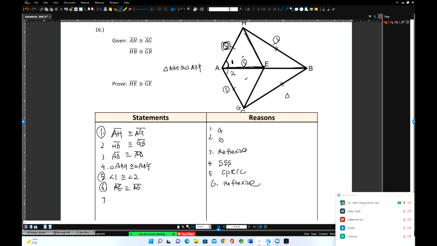Now from here we can say triangle AHE congruent triangle AGE. The reason is what? Side angle side. The first time it was side side side, this time side angle side. Using side angle side, finally the corresponding sides are congruent. So you can say HE congruent GE. This is what we call CPCTC. That's done. This is the perfect solution.